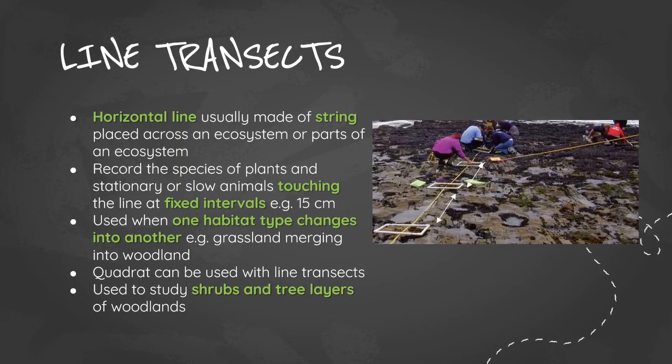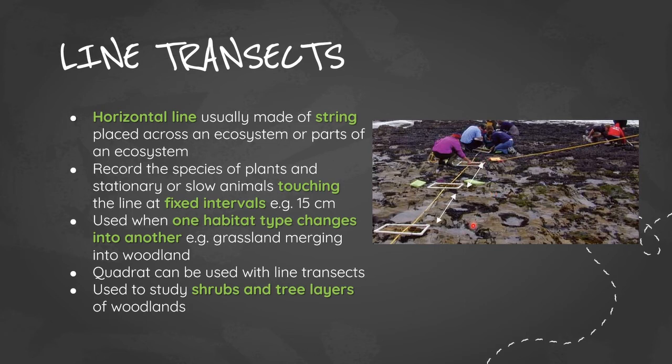So line transects are also used for stationary or slow animals. It's basically a horizontal line, usually made of string placed across the ecosystem or parts of the ecosystem. And we basically record the species of plants and stationary or slow animals touching the line at fixed intervals. For example, we may use a 15 centimeter interval each time. It's usually used when a habitat type changes into another, for example, a grassland merging into a woodland. Quadrats can be used with line transects. As you can see in the diagram, we have the quadrats at the various intervals.